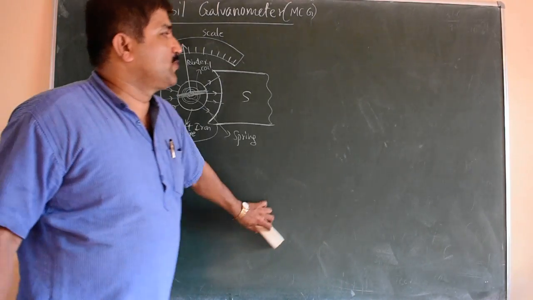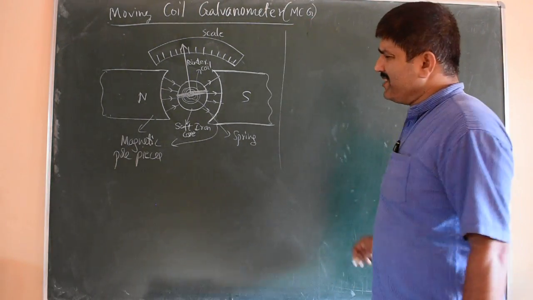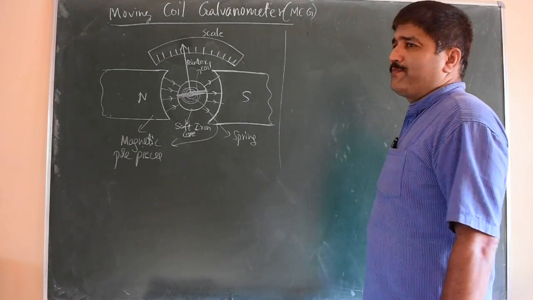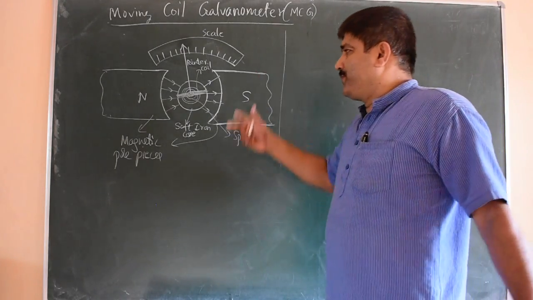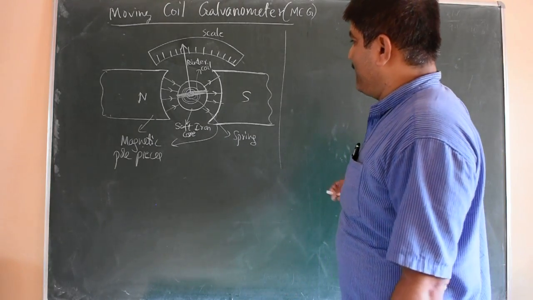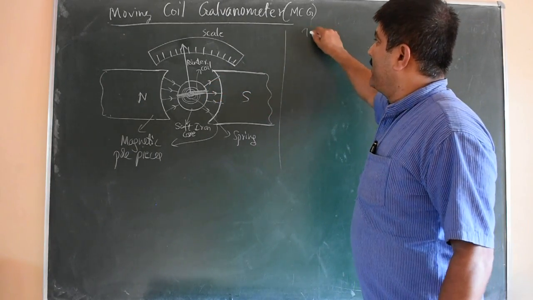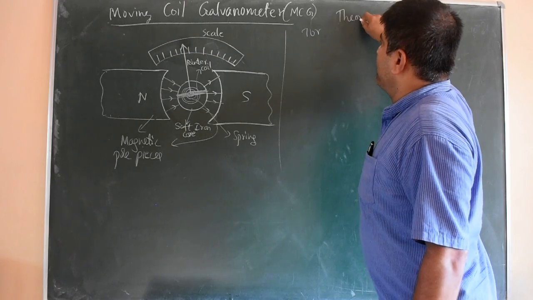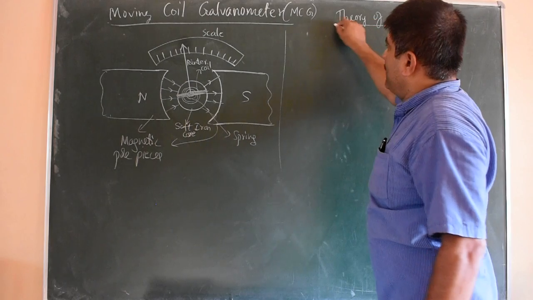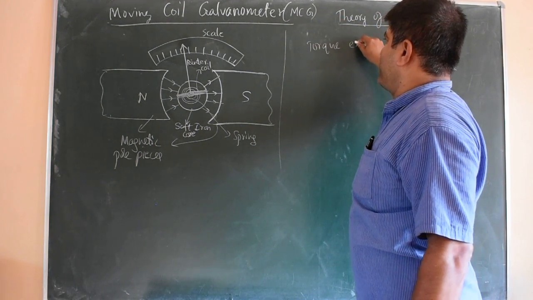And now the theory of this moving coil galvanometer. Theory means how it works and how we can get the expression. There are two terms related to this, which I can say are current sensitivity and voltage sensitivity. So firstly, the magnitude of torque experienced by the coil. Theory of MCG, moving coil galvanometer.